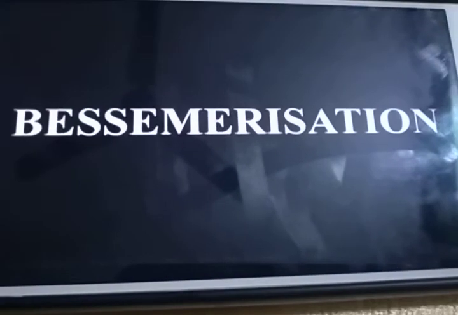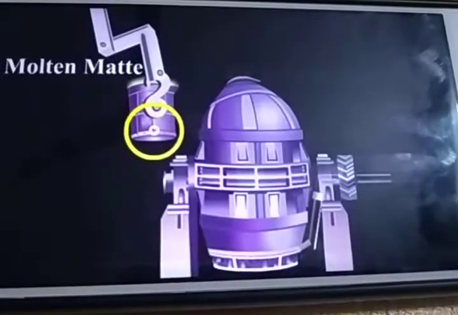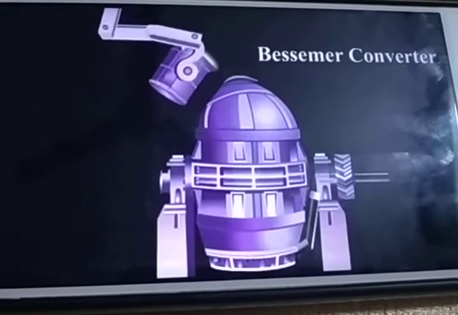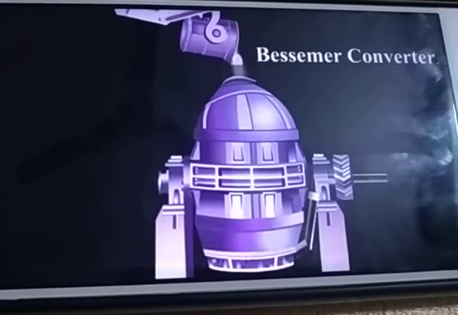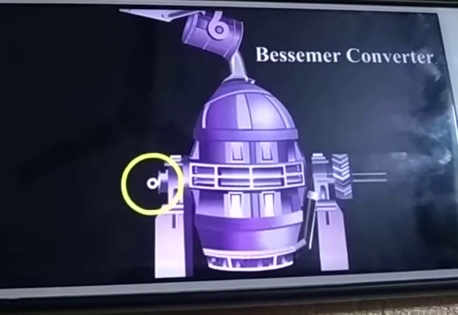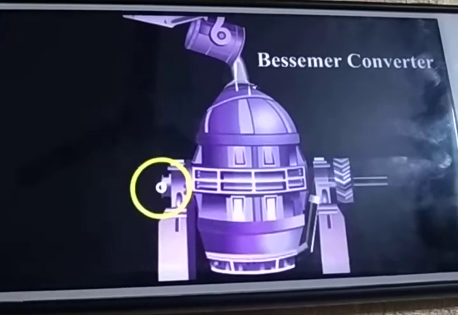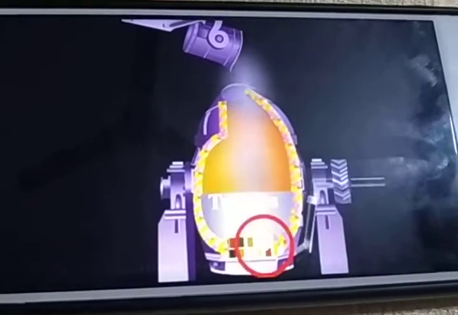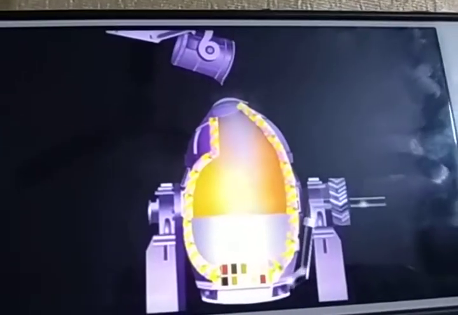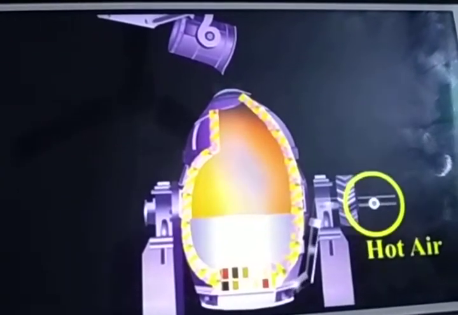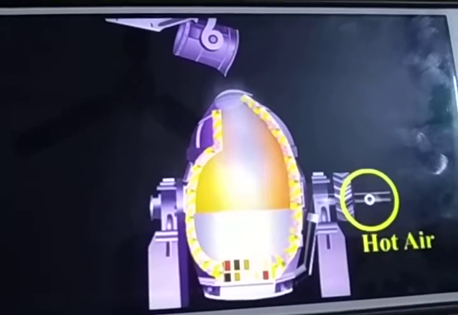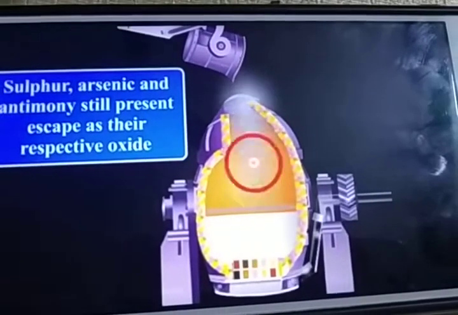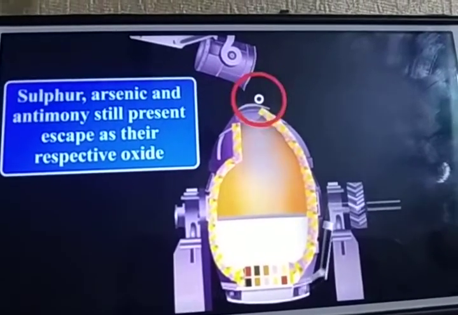Bessemerization. The molten matte is transferred to a Bessemer converter as shown in the visual. The Bessemer converter is mounted on a horizontal axis and is fitted with small pipes called tuyeres through which a blast of hot air and fine sand is admitted. Any sulfur, arsenic and antimony still present escape as their respective oxides.